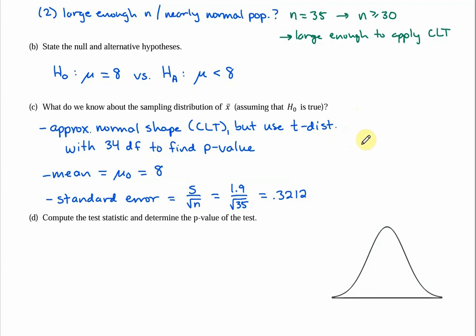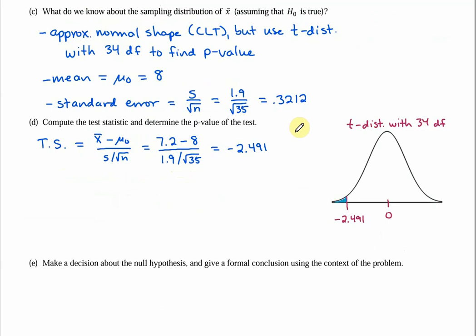So the degrees of freedom is n minus 1 and n's 35. We should have 34 degrees of freedom like we do right here. And then the mean, the mu 0, that's the part that comes from the null. Right? That's the part that comes from assuming that the null is true. So if the null is that mu equals 8, if we're assuming that's true, that's what we're going to have for the mean of the sampling distribution. And we should be able to get the test statistic and p-value from here.